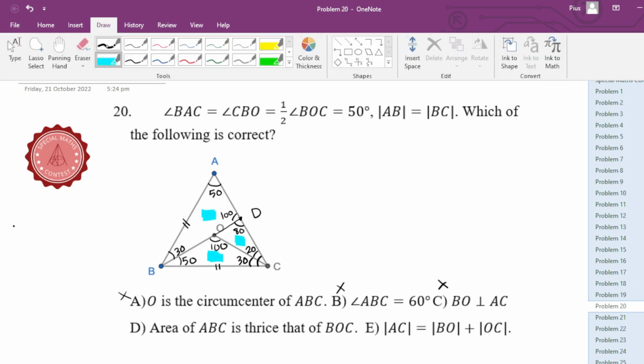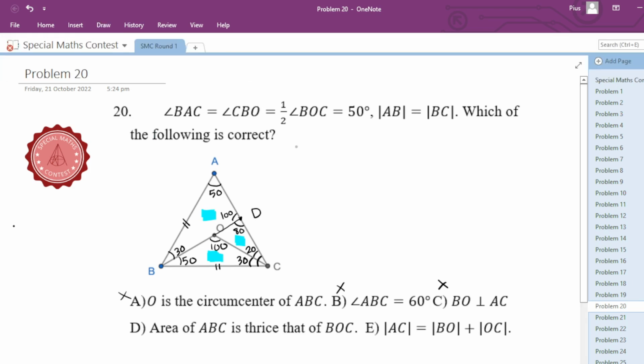We'll quickly observe that triangle BOC and triangle ABD are similar. The angle at B is 50, so that corresponds to A. The angle at O is 100, so that's D. The angle at C is 30, so that's B. And in fact, they are congruent because the side length BC is equal to AB.